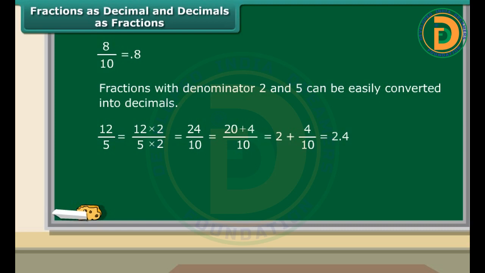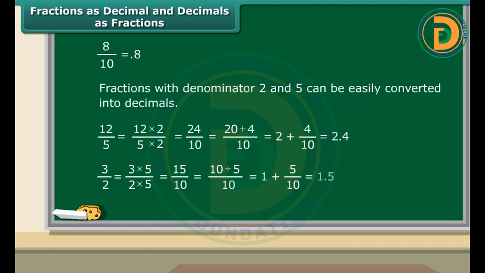Consider another example. Convert 3 upon 2 into a decimal. The denominator of the fraction is 2. To know the number of tenths involved, multiply and divide the fraction by 5. Thus, the new fraction is 15 upon 10. So, we have 1 and 5 1/10ths, which make it 1.5. Another way to convert such fractions is to simply divide the numerator by the denominator.